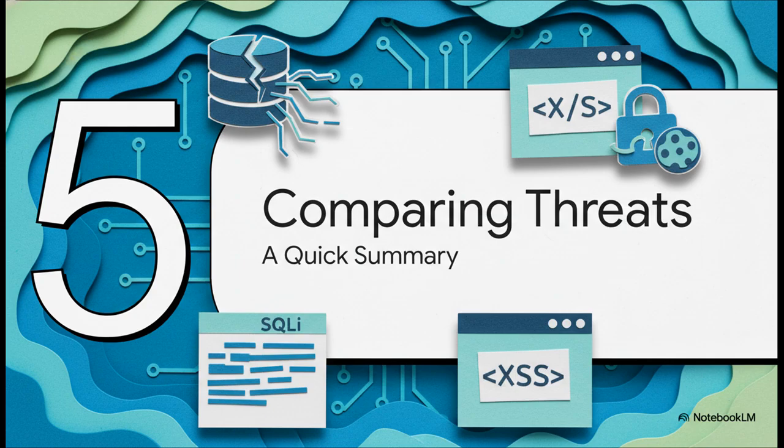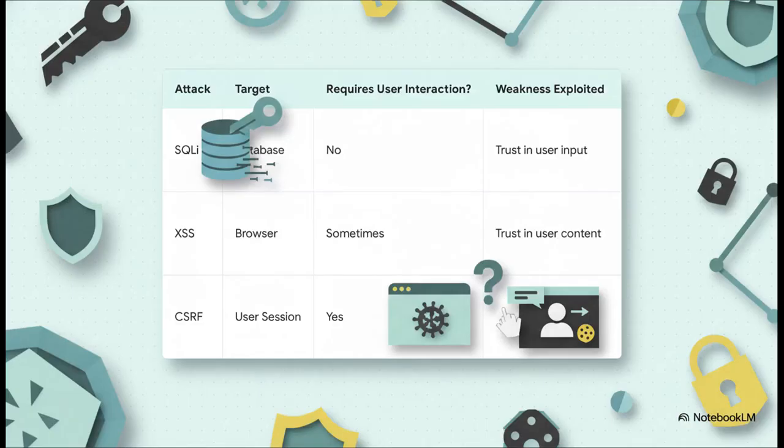We've taken SQL, XSS, and CSRF apart piece by piece. Now, let's put them all side by side to really hammer home the differences and help you remember how to spot each one. This table sums it all up beautifully. Let's just go down the line. First, the attack target. SQLI goes for the database, XSS goes for the browser, and CSRF goes for the user's session. Okay, what about user interaction? SQLI often needs none. XSS sometimes needs a user to click a link, but CSRF almost always requires tricking a user into visiting a malicious page.